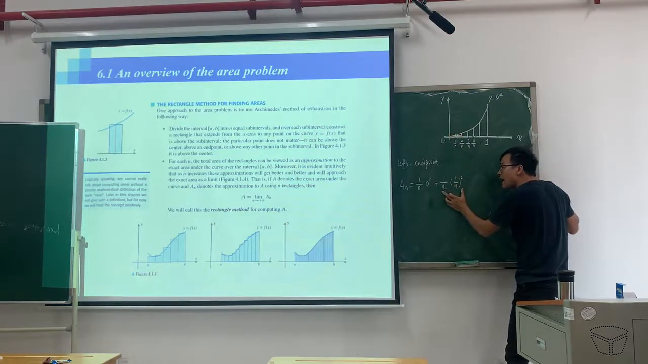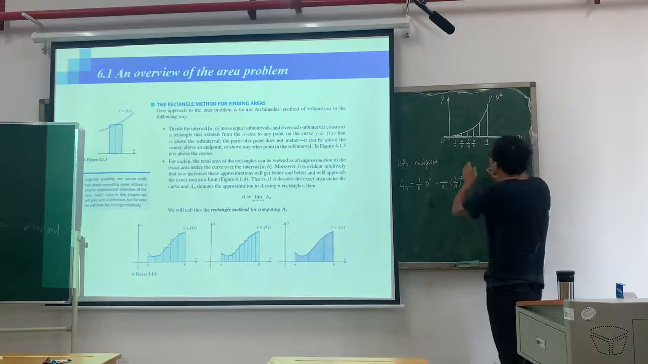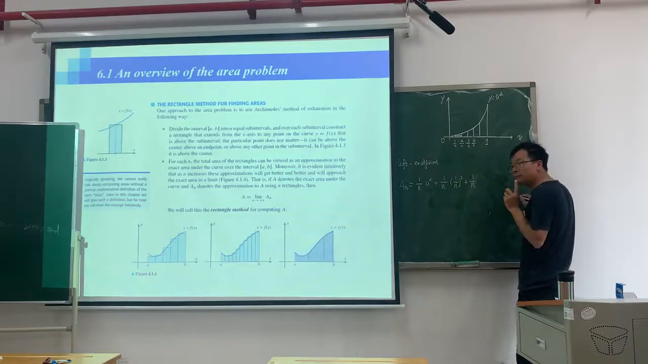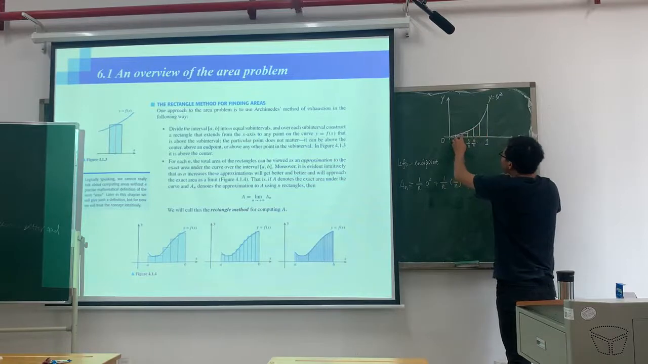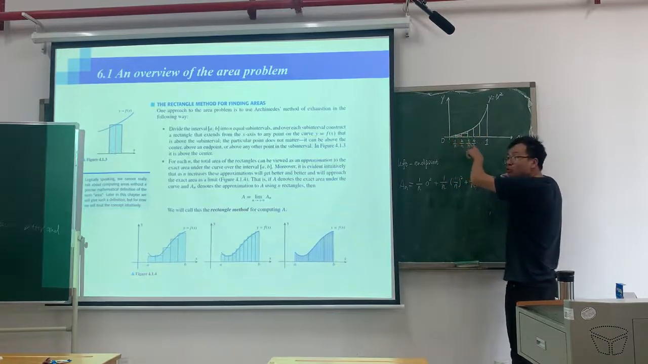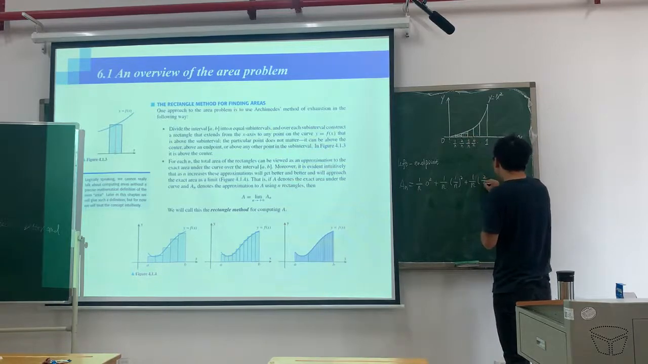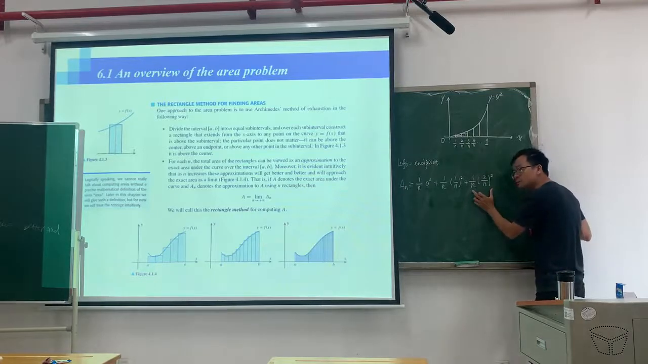So this is the area of the second rectangle. Now for the third rectangle here, the length is also 1 by n, okay? And the width is what? The width actually is the function value at the point 2 by n, yeah? So 2 by n, so here is (2 by n) squared, yeah? So this is the area of the third rectangle, okay?